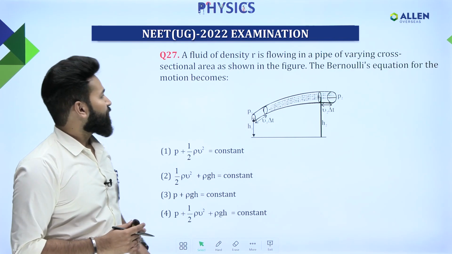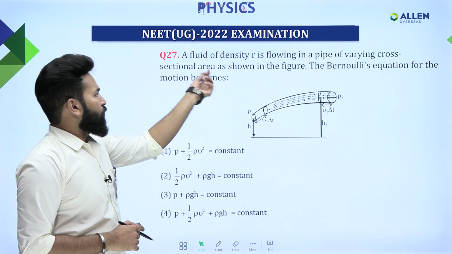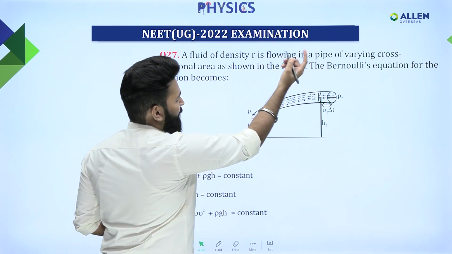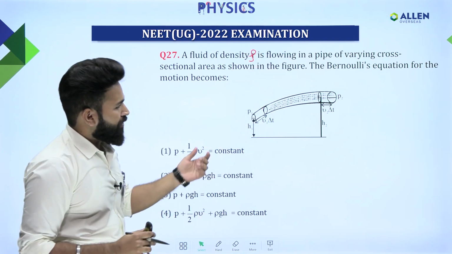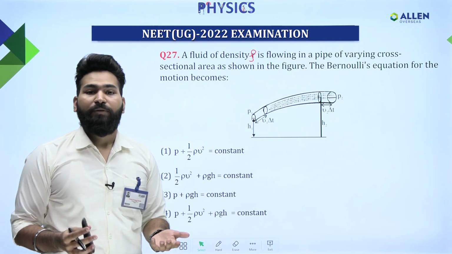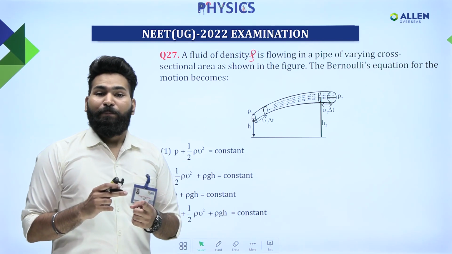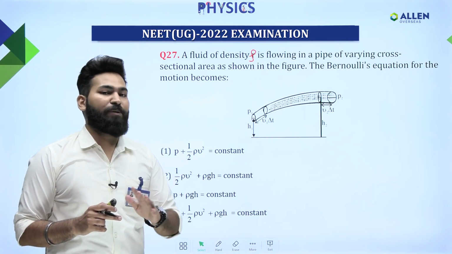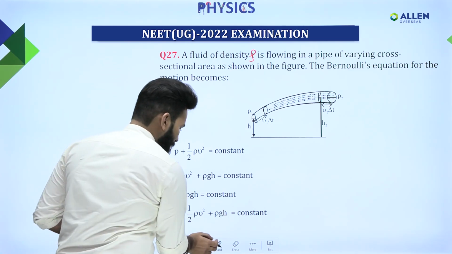Now let's move on to question number 27, and the question is again damn easy. A fluid of density rho is flowing in a pipe of varying cross-sectional area as shown in the figure. The Bernoulli's equation for the motion becomes... What do we understand by Bernoulli's equation? Bernoulli's equation is nothing but pressure energy per unit volume plus kinetic energy per unit volume plus potential energy per unit volume remains constant for a fluid, right?